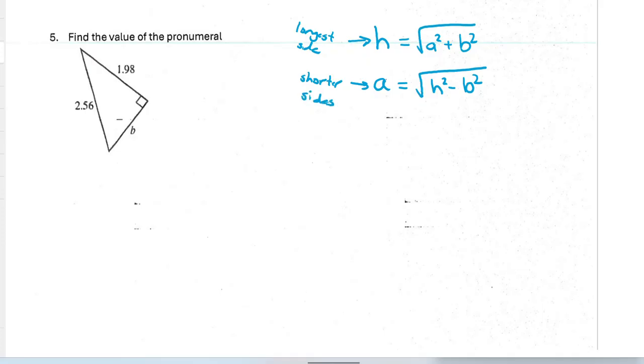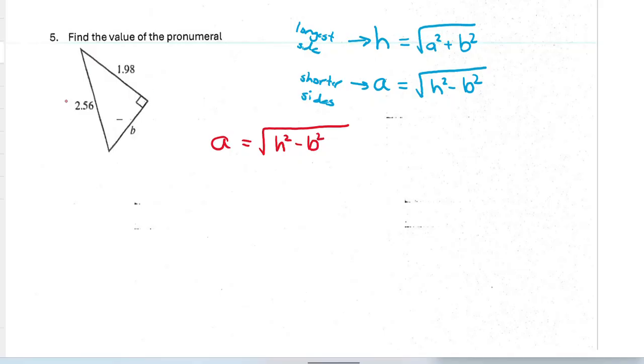So as soon as you see a Pythagoras' theorem question like this, you have to ask yourself, am I finding the hypotenuse, the longest side, or am I finding one of the shorter ones? If you are trying to find one of the ones next to the right angle, you are trying to find a shorter side. So we are using the a equals square root h squared minus b squared formula.